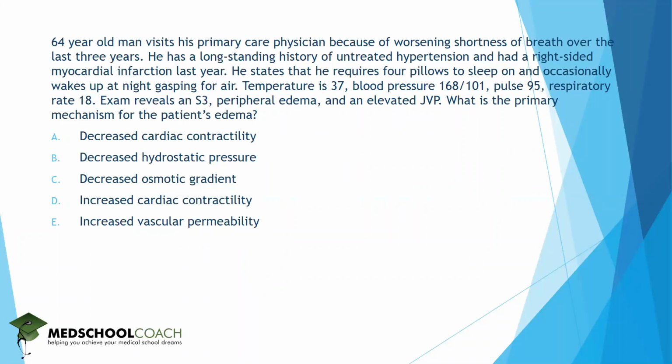His temperature is 37, blood pressure 168/101, pulse 95, respiratory rate 18. His exam reveals an S3, peripheral edema, and an elevated JVP. What is the primary mechanism for this patient's edema? So, what are your thoughts? Any initial impressions?